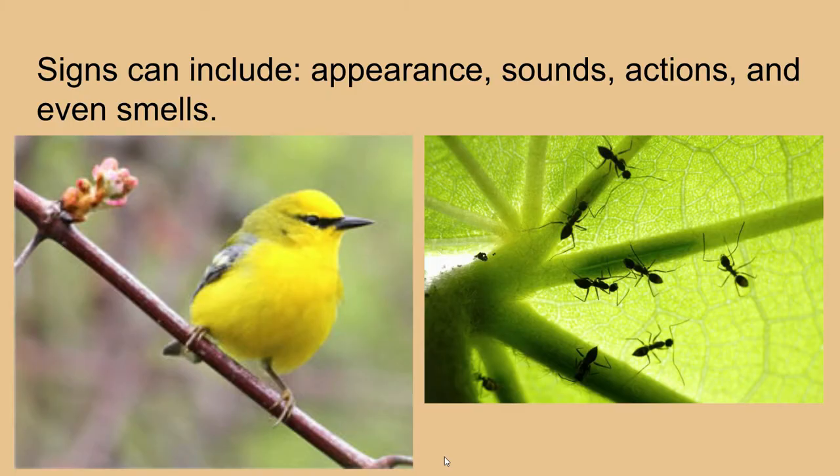First of all, though, signs don't necessarily have to be something that we can see. Signs can include any number of things, and they can be used both by humans and by the animal kingdom. Signs include appearance, sounds, actions, and even smells. So we know that birds will sing to attract mates, and ants can actually release pheromones to alert other ants of potential danger.